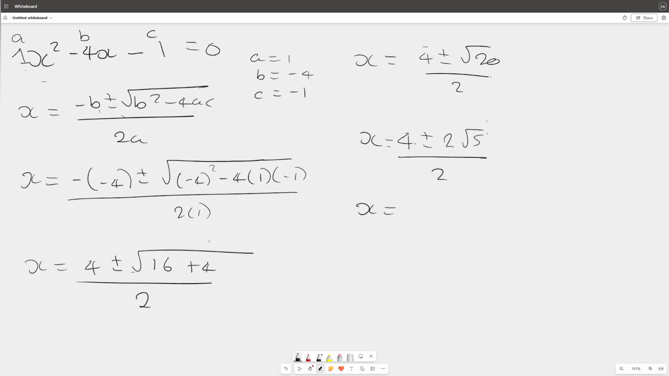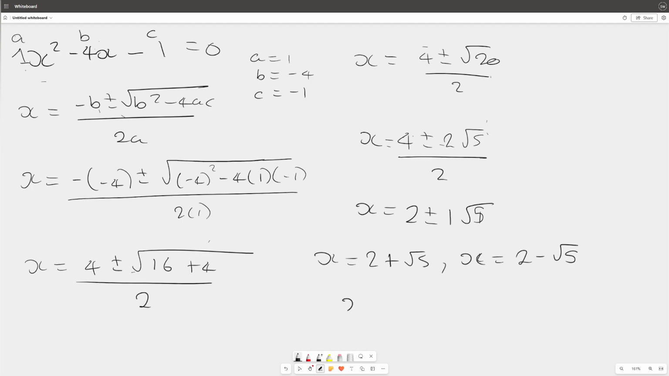We can then apply this half to both this 4 and this 2, so we're going to have 4 over 2, which is 2, plus or minus 1 root 5, which can be simplified to x equals 2 plus root 5, x equals 2 minus root 5.